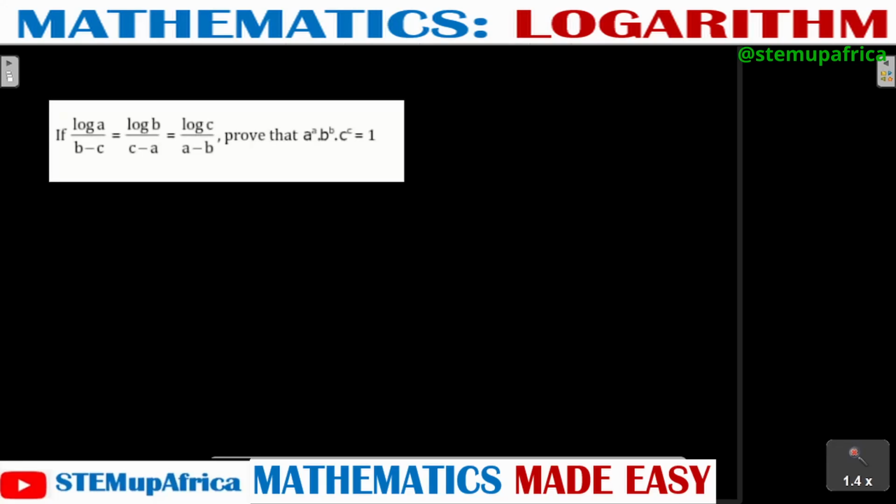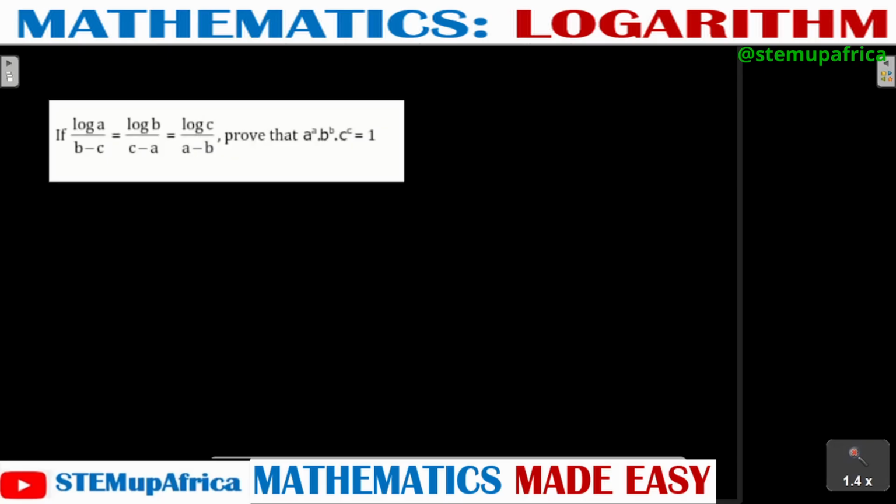Today we are going to look at a very simple but logical question on logarithm. As you know, logarithm generally deals with laws. So anytime you encounter a question in logarithm, always think of one or two laws to apply that will enable you to obtain your results. So let us see what we have here in this question.